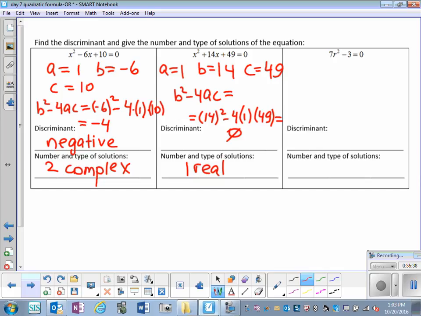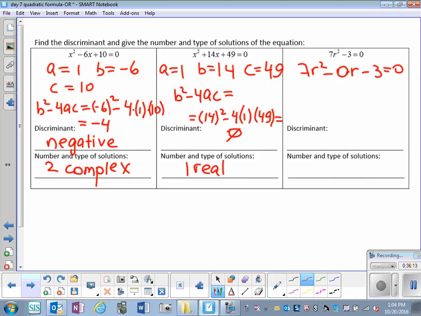Okay, the last one. 7r squared minus 3. What is my a? Is it in standard form or not? Kind of is, kind of isn't. We are missing a term, but it's there because it's 0. I can rewrite this as minus 0 times r minus 3. I don't have to, but I can, because it's just 0.